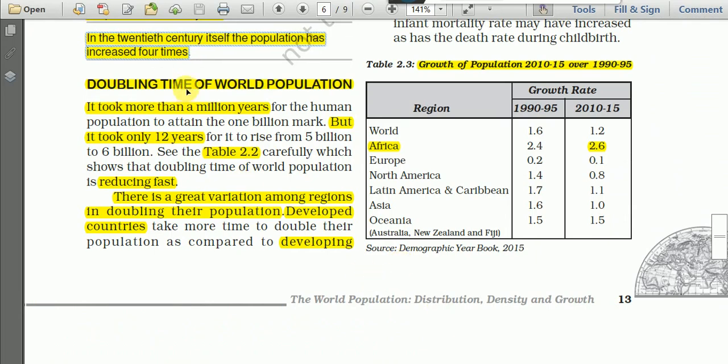Then we have the doubling time of world population. It took more than 1 million years for the human population to attain the 1 billion mark. So when we read the graph, it took more than a million years for the human population to attain 1 billion. But it took only 12 years for it to rise from 5 billion to 6 billion.